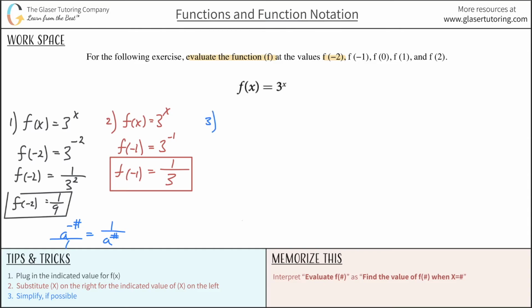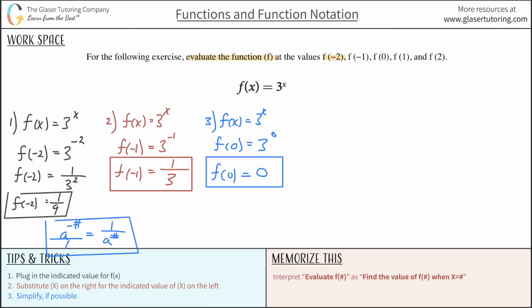Let's take a look at number 3. Again, I'm going to rewrite my formula, 3 raised to the x. The next value is 0. Anywhere I see an x, I'm going to plug in my 0. So this is 3 raised to the 0. And another rule of exponents: any number raised to the 0 power is 1. So I'll write that down.